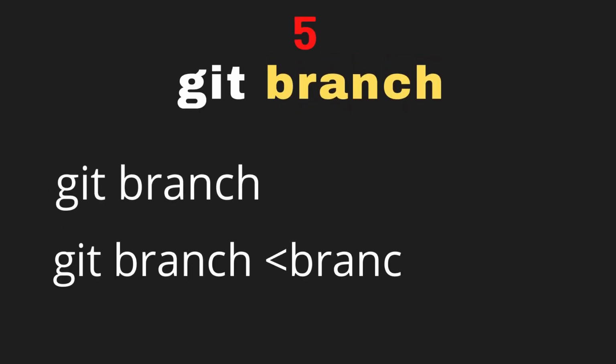Git branch. This command lists all of the branches in your repository. The git branch command lets you create, list, rename, and delete branches. It doesn't let you switch between branches or put a forked history back together again. For this reason, git branch is often used together with the git checkout and git merge commands. Add a branch name after git branch and it will create a new branch with any name you specify.